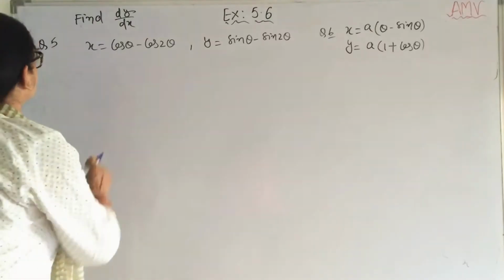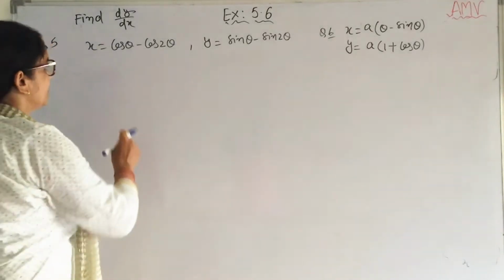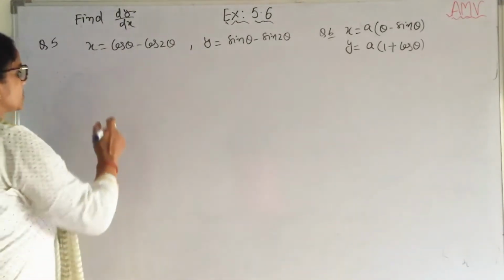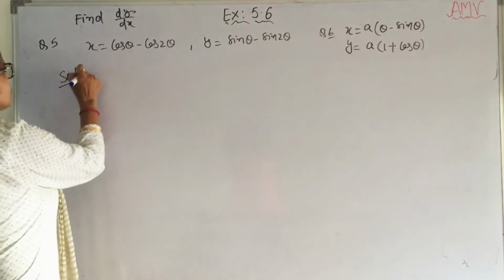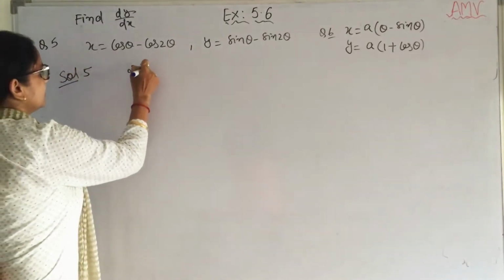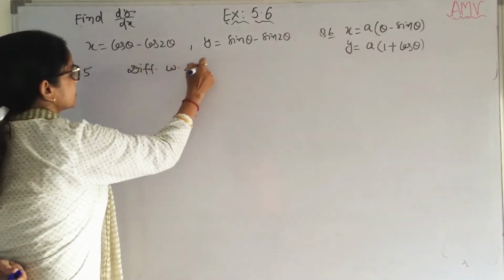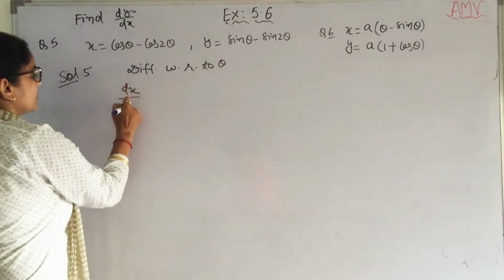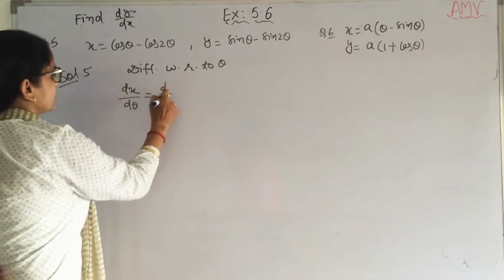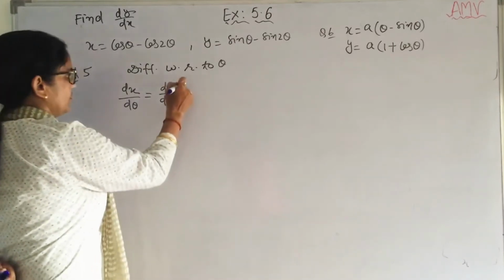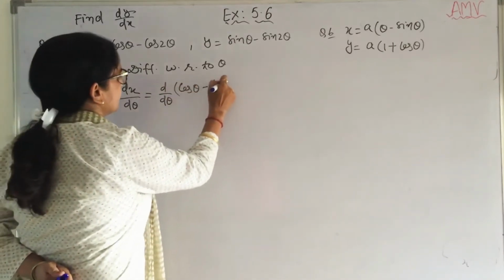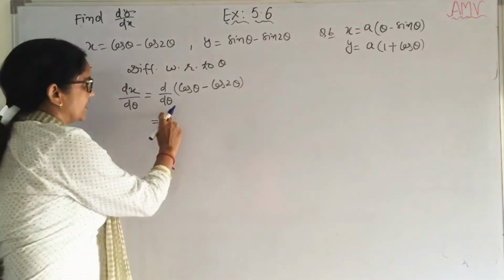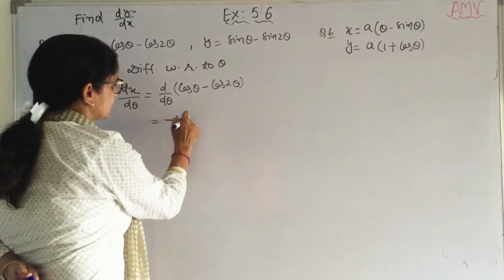Now students, I am going to solve question number 5. Okay. Here x is given and y is also given in the form of theta. So first of all, to solve this question, find the differentiation with respect to theta. So it is dx by d theta. Okay, so here write d by d theta of cos theta minus cos 2 theta. And now find the derivative. Derivative of cos theta, it's minus sin theta.